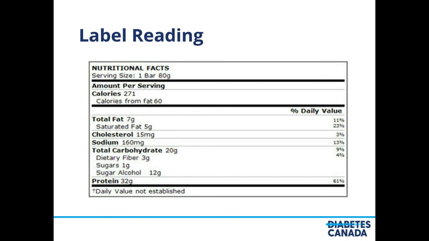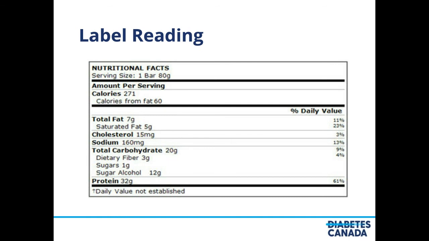Now, sugar alcohol is not commonly found on foods, but I purposely picked this item to talk about it. The leftover carbohydrate, which would be 4 grams, would be starch. In Canada, starch does not have to be on a food label, but as we know, sugar and starch both contribute to your blood sugar levels.